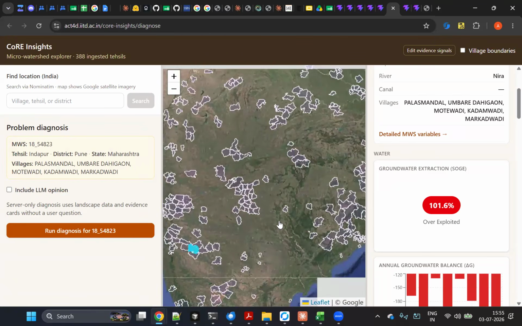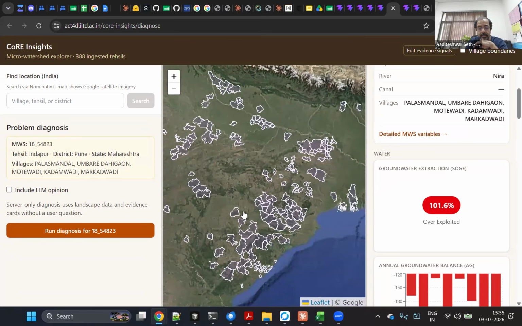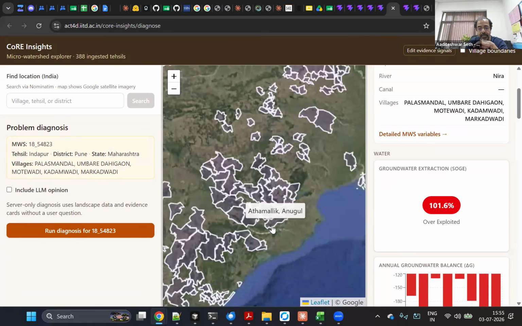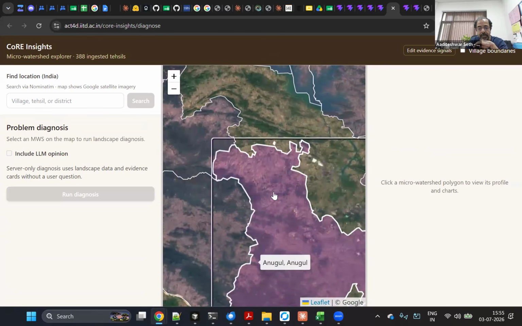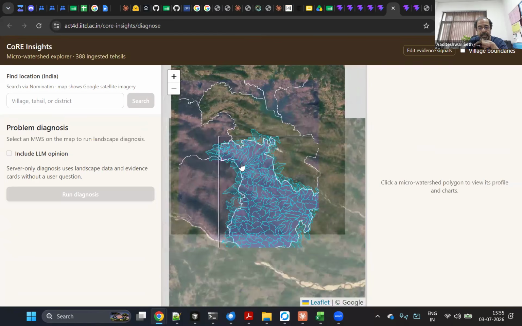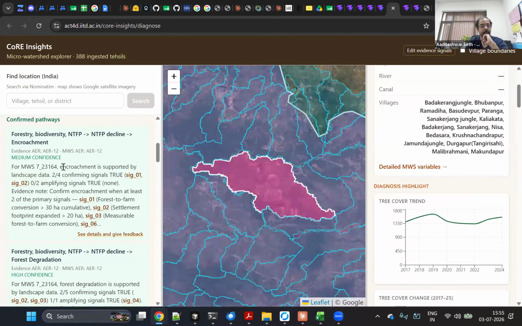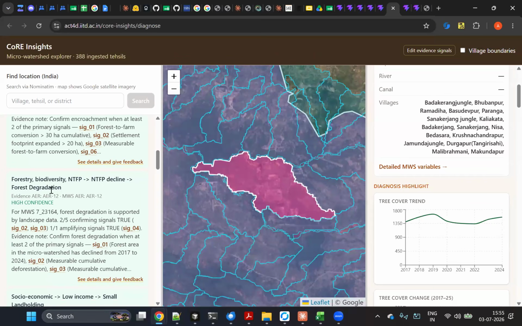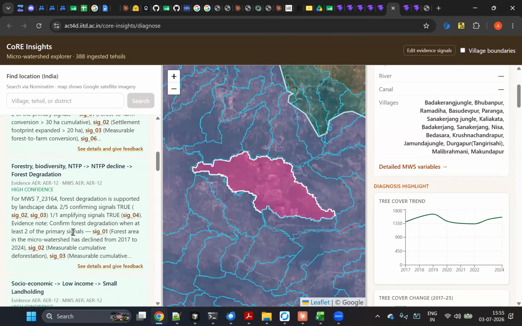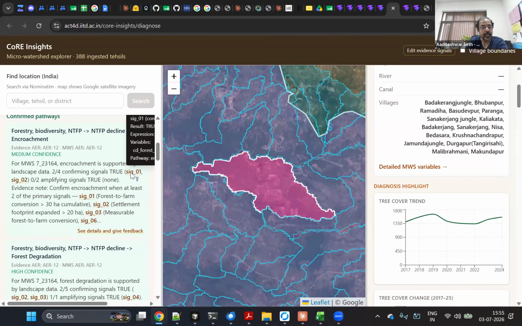But if we go somewhere in, let's say, Odisha, and I'm just randomly clicking, this one might be a forested area. It says that there's medium confidence that encroachment is happening in forest areas. Forest degradation is also happening, so it's kind of confirming things of this sort.